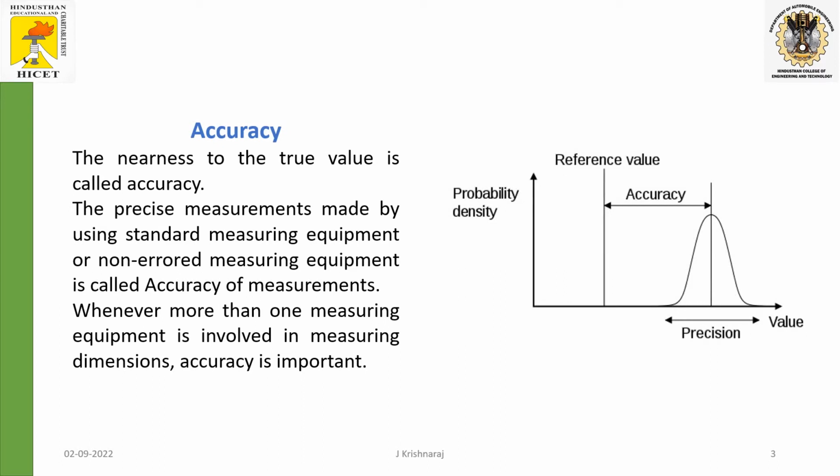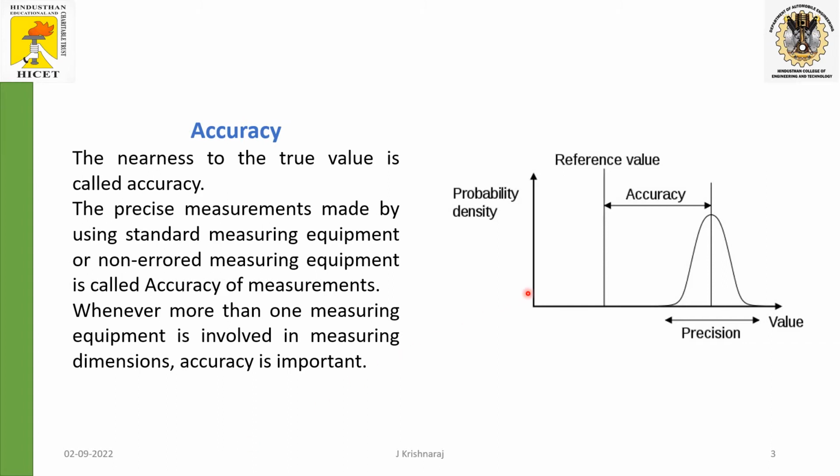Then what about accuracy? The nearness to the true value is called accuracy. The precise measurement made by using standard measuring equipment or non-errored measuring equipment is called the accuracy of measurement. Whenever more than one measuring equipment is involved in measuring dimensions, accuracy is very important. So what about this accuracy?